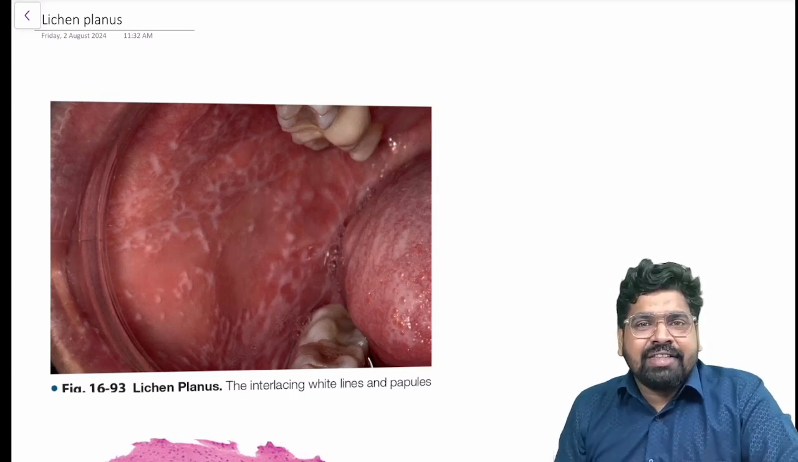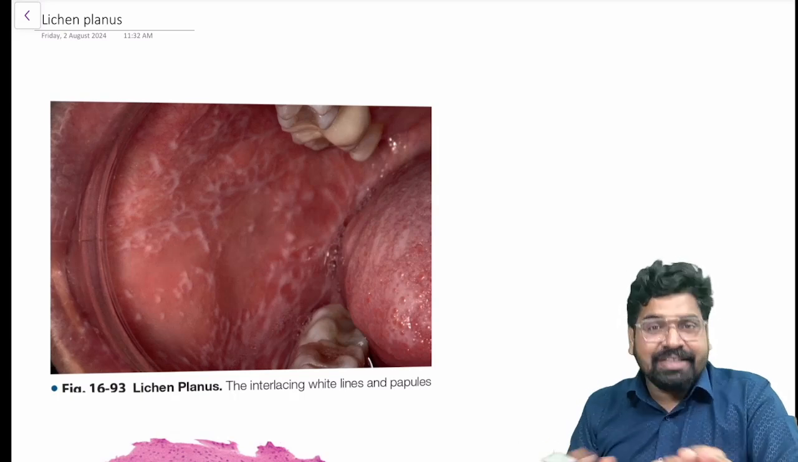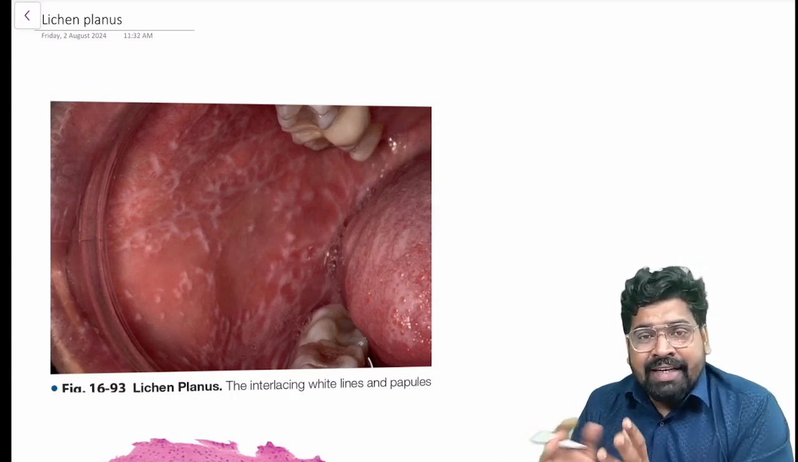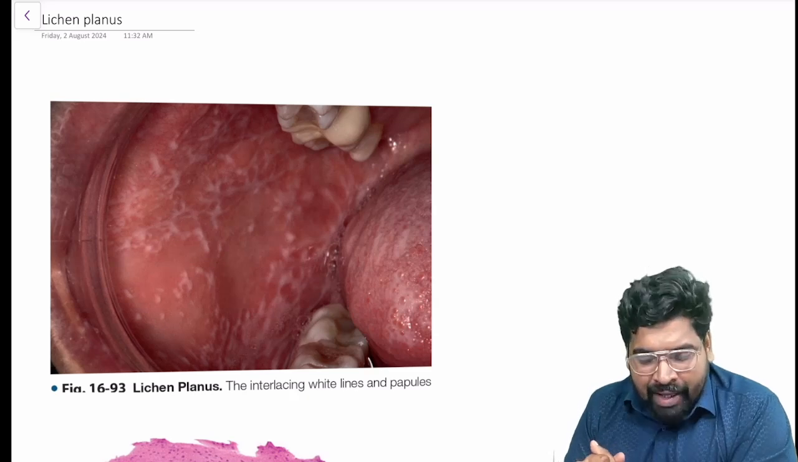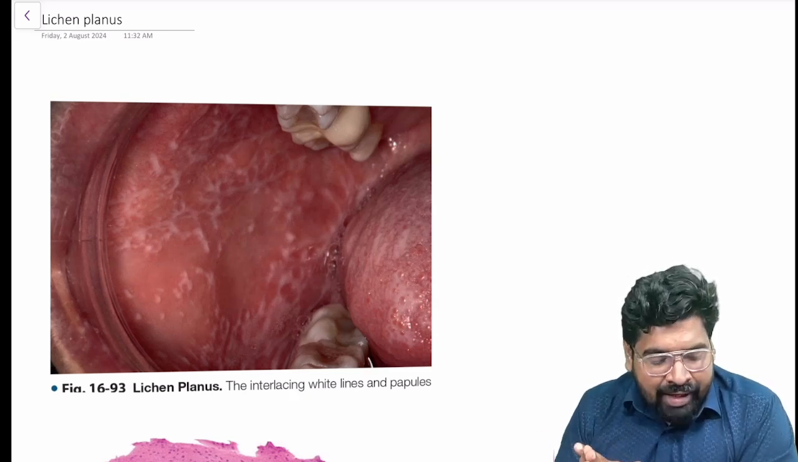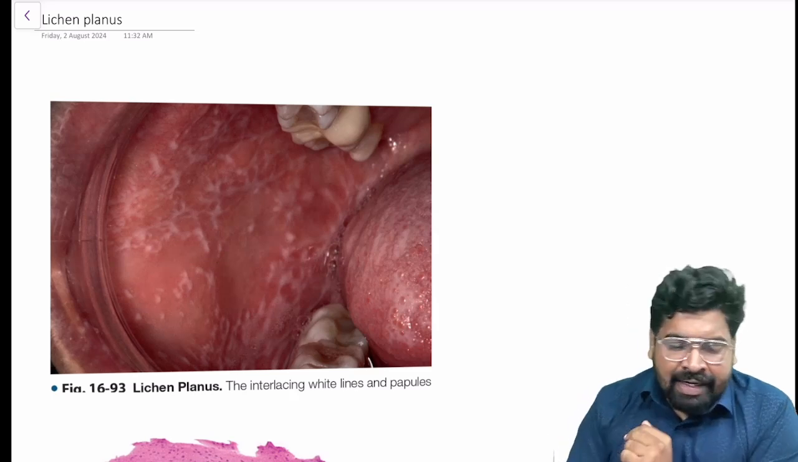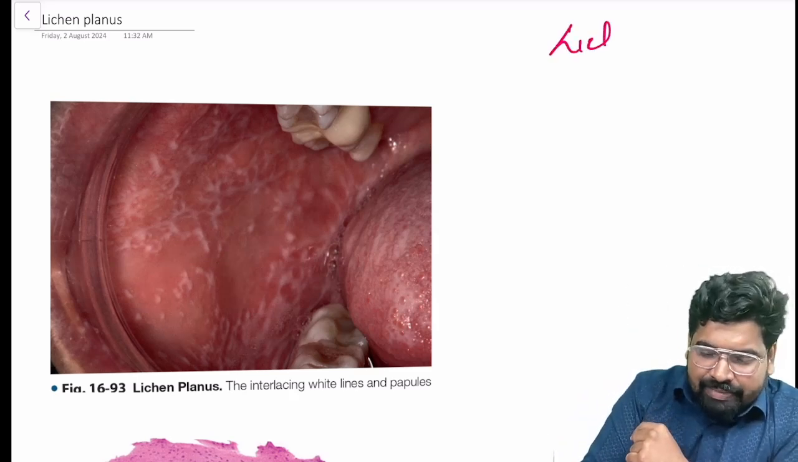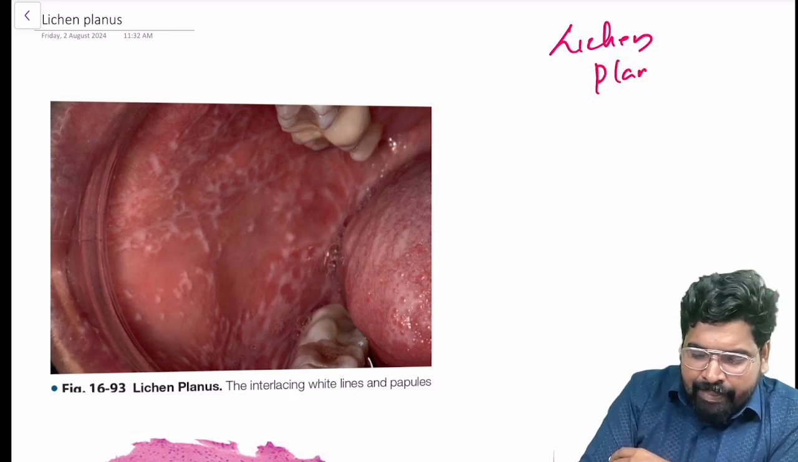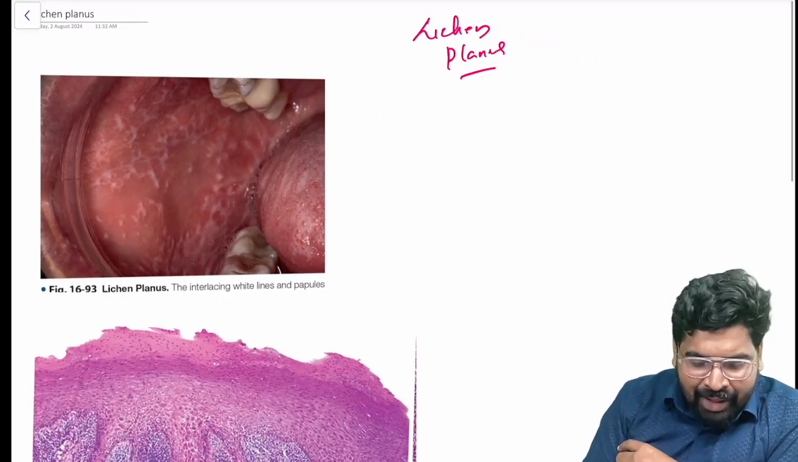We are going to discuss lichen planus here. We are discussing skin lesions and mucosal lesions, and vesiculobullous lesions. In this video we will discuss lichen planus. Lichen planus is our subject today.